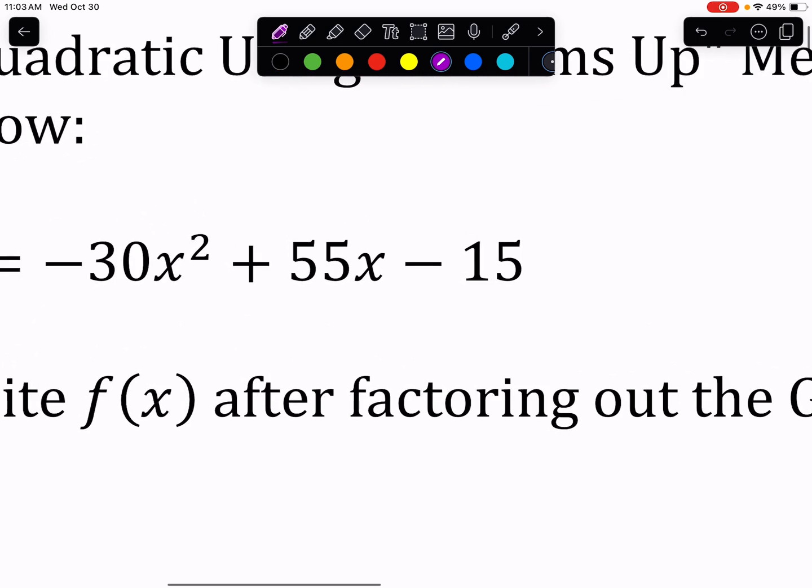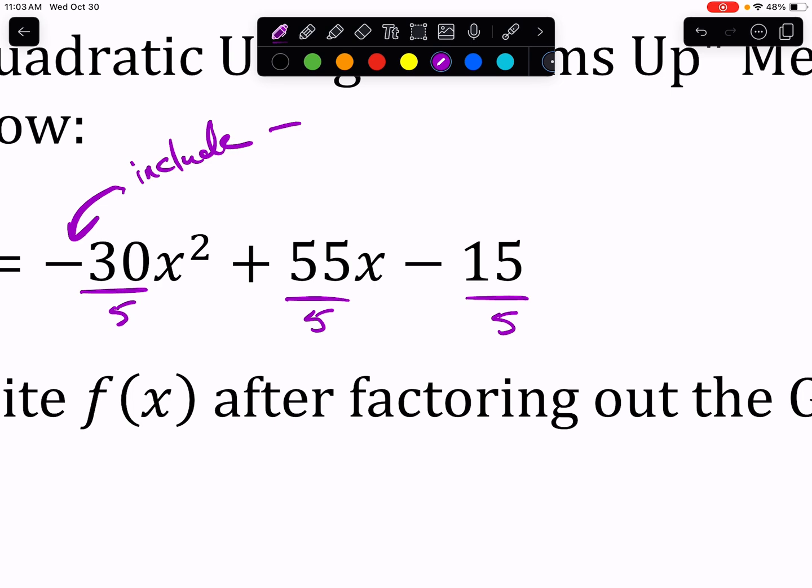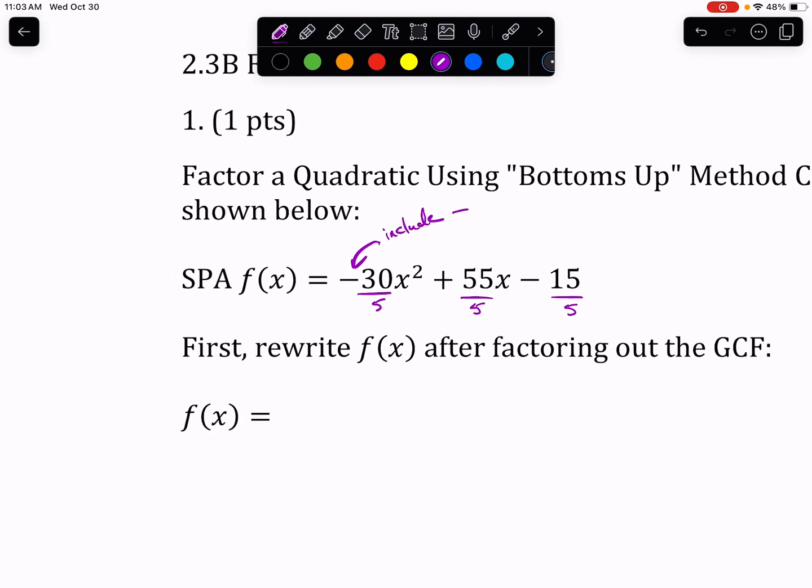In this problem, each of these numbers is divisible by something. 5. 5 will go into each and every one. And I don't like factoring with a negative in front, so I'm going to include a negative on my GCF. So I'm going to divide each of these terms by negative 5. That gives us 6x squared minus 11x plus 3.